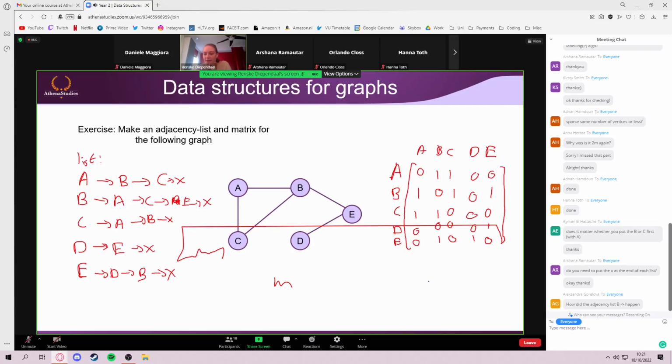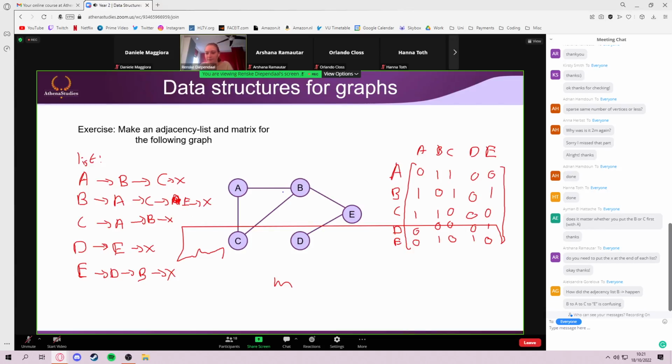See, how did the adjacency list B happen? Okay, so from B, we're connected to A. Yeah, I know what you mean. So B to A to C to E is confusing because C is not connected to E, right?